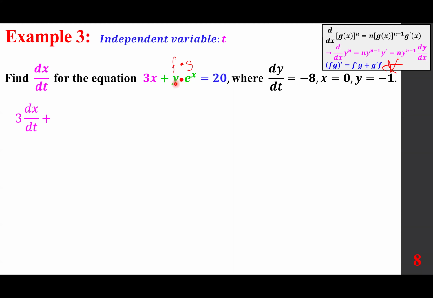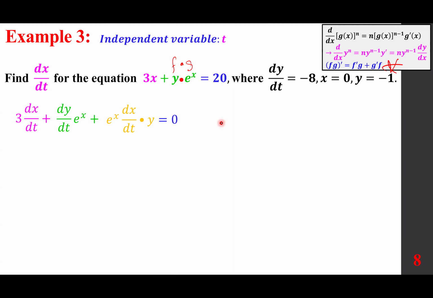So f prime is dy/dt. Remember, t is the independent variable. dy/dt times e to the power of x. Now, what is the derivative of e to the power of x? It would be just e to the power of x if the independent variable was x, but the independent variable is t. So it's e to the power of x dx/dt times y. That would be the g prime f. The number results in 0 when you differentiate any number. And this is the end of calculus.